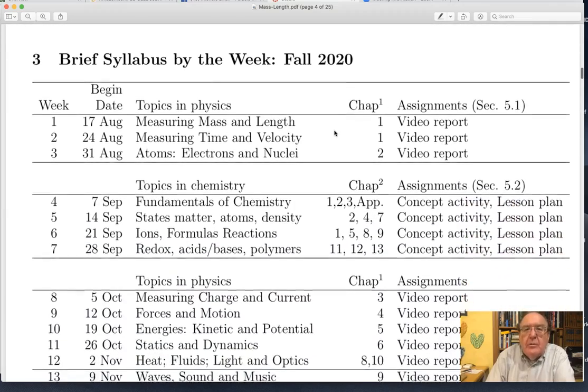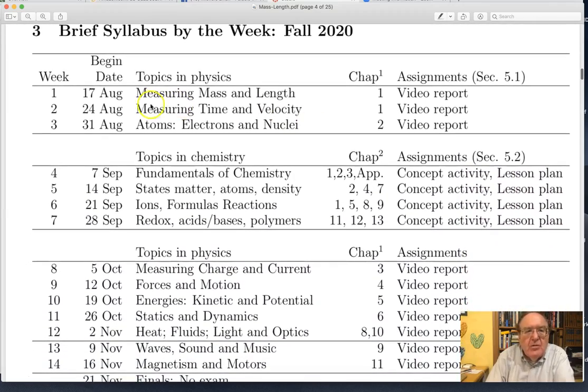So here's a brief syllabus by the week. I won't go too much into this, but you can see week 1 starts today, measuring mass and length. Although this is spelled out in more detail in the full syllabus, for the physics weeks, there'll be a video report. I'll write a rubric for it and post it on Canvas. Basically, a 5-minute video report, though it doesn't have to be exactly 5 minutes, it could be 4, 6, or 8. You'll videotape yourself and upload it to Canvas for your TA and for me.